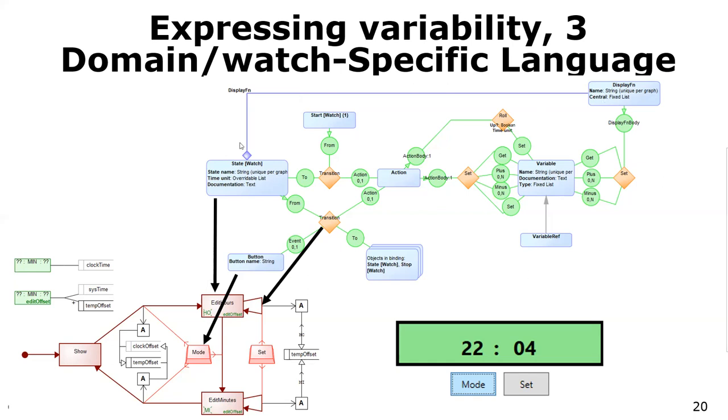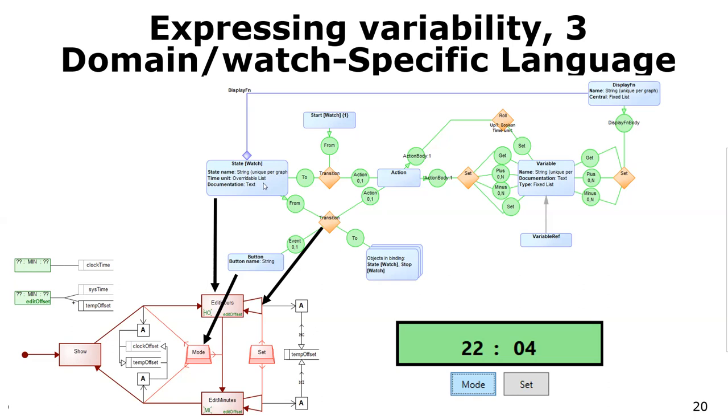So the language guides me to do only legal kinds of specifications. But if I were using feature modeling here, I could also easily create a kind of feature model which would not make sense in a product line of digital wristwatches.